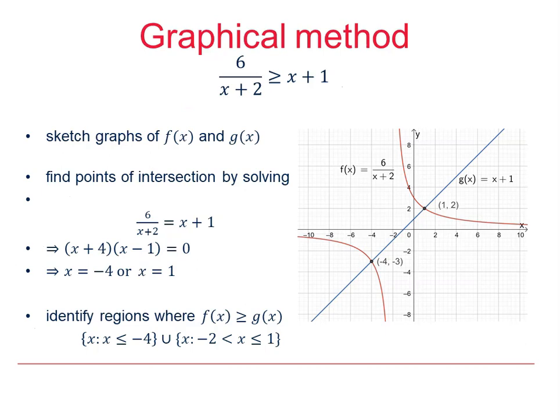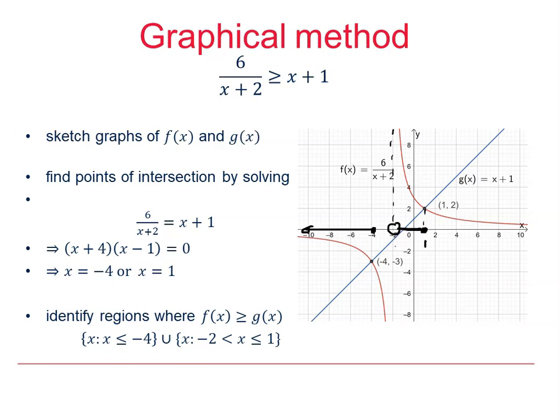So there we have our values x equal to -4 and x equal to 1. Now the important thing then is to look at the solution. So we want from -4 downwards, and then between the asymptote, which is at -2, up to the point 1. But remember that the asymptote is not allowed, so that would be, if we're drawing it on there, an open circle going up to our point at 1.